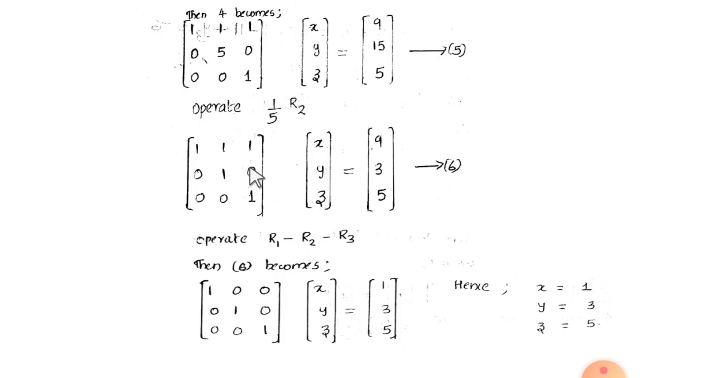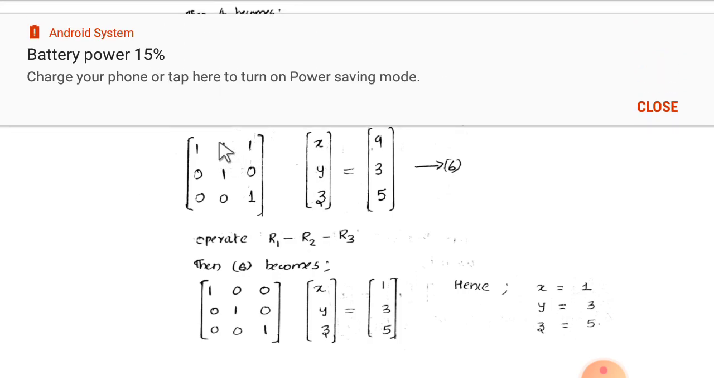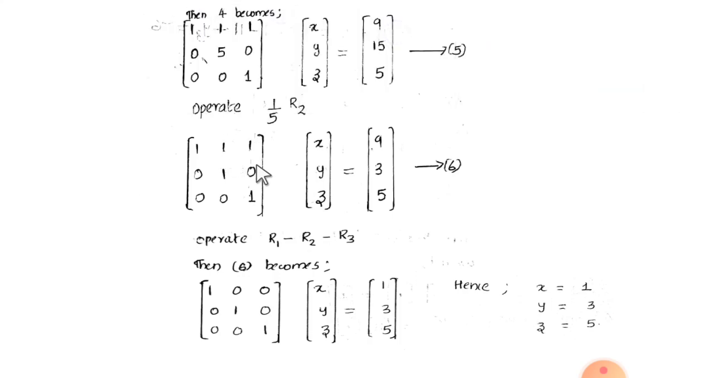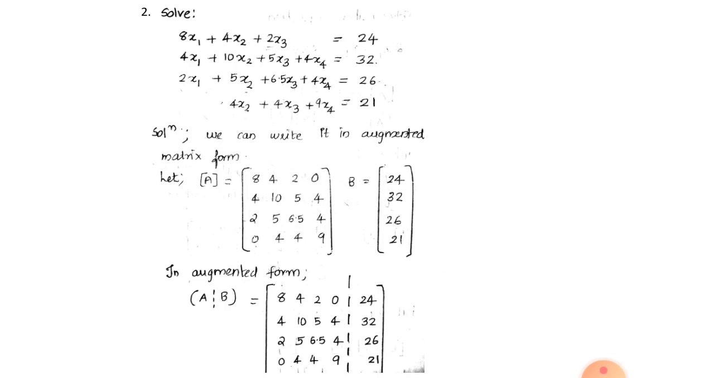Okay, next remaining what we have to do is that we have to make this element as 0 and this element as 0. Okay, for that you are applying another transformation, then equation 6 becomes the following. So you can get the value of x, y and z like this. Next one, this is also a question. Here we have to solve using Gauss-Jordan method, but in this I will show you another way of solving Gauss-Jordan method.